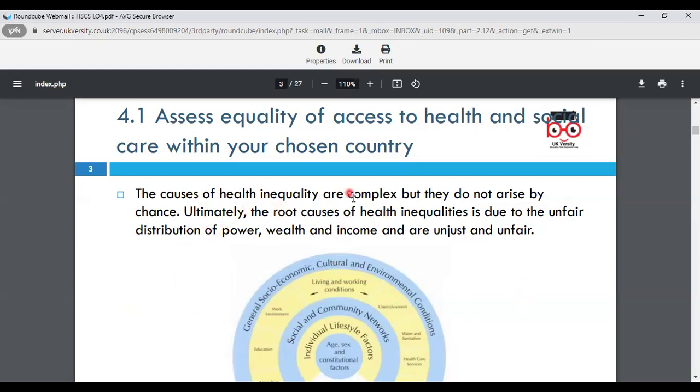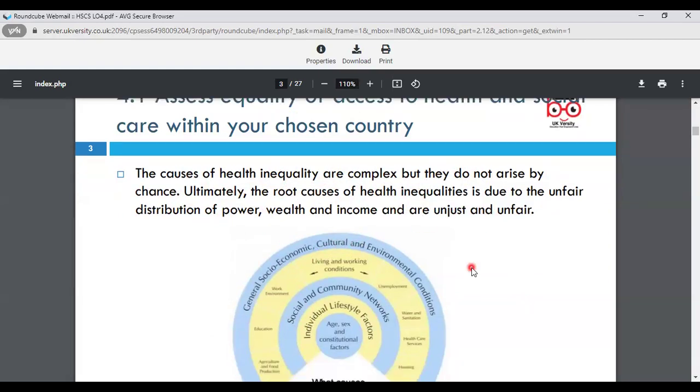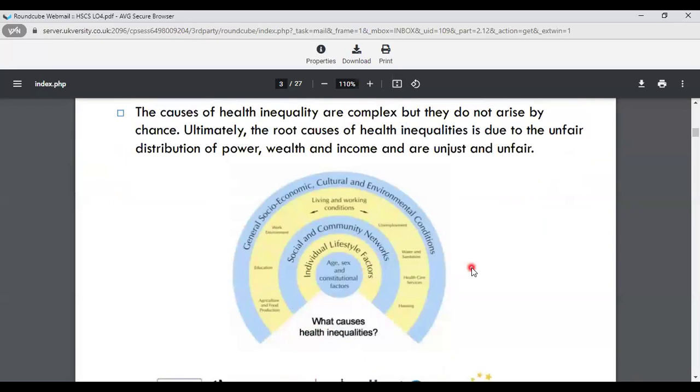The causes of health inequality are complex, but they do not arise by chance. Nothing of this happened by chance. The root cause they found of health inequalities was the unfair and unjust distribution of power, wealth, and income.